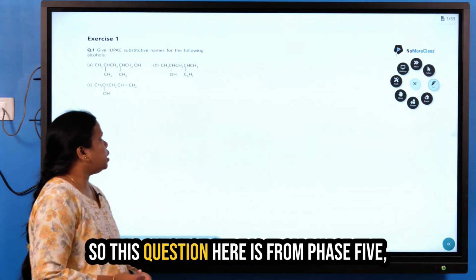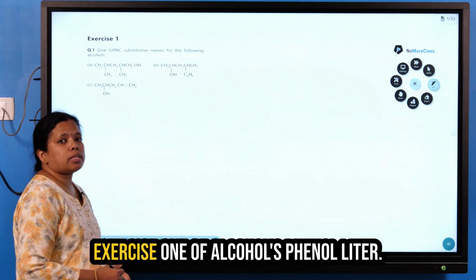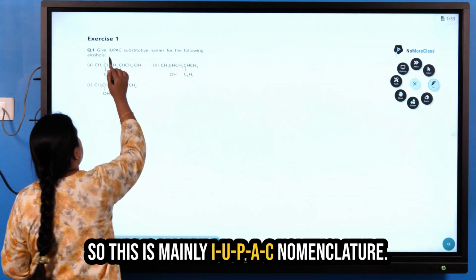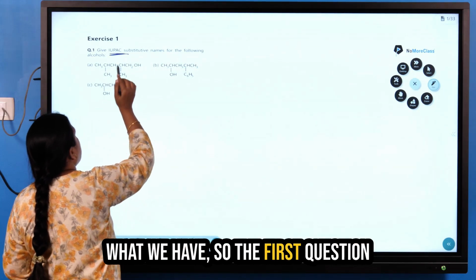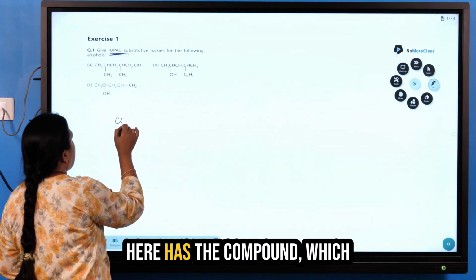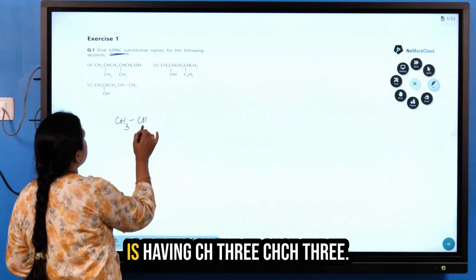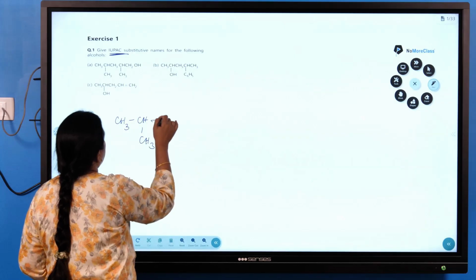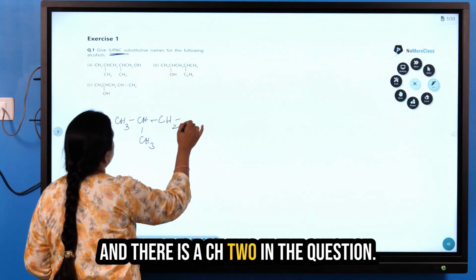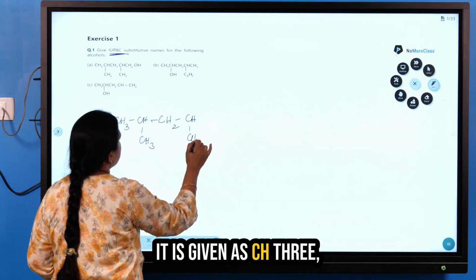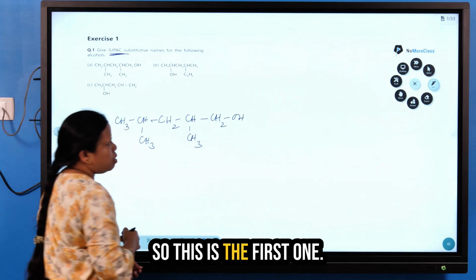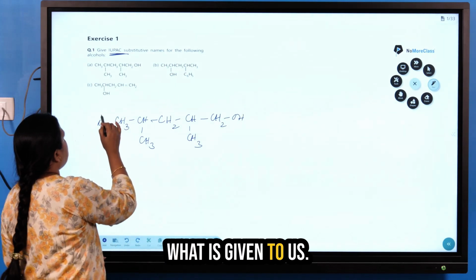So this question is from phase 5, exercise 1 of alcohols, phenols and ethers. This is mainly IUPAC nomenclature. The first question has the compound which is having CH3, CH3, and there is a CH2. In the question it is given as CH3, so you can correct it. CH2OH. So this is the first one given to us.